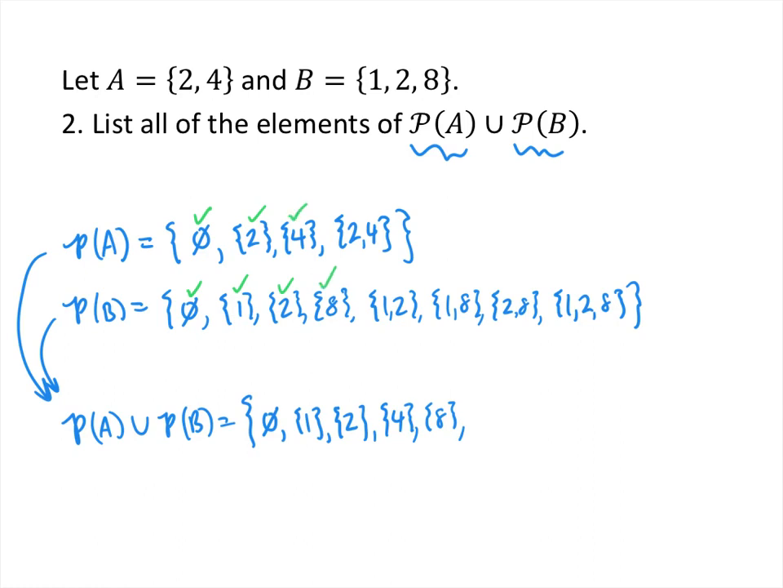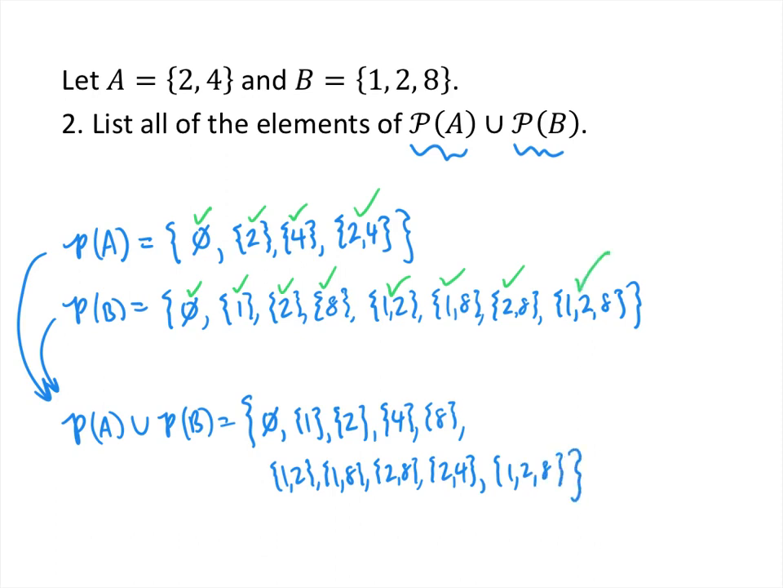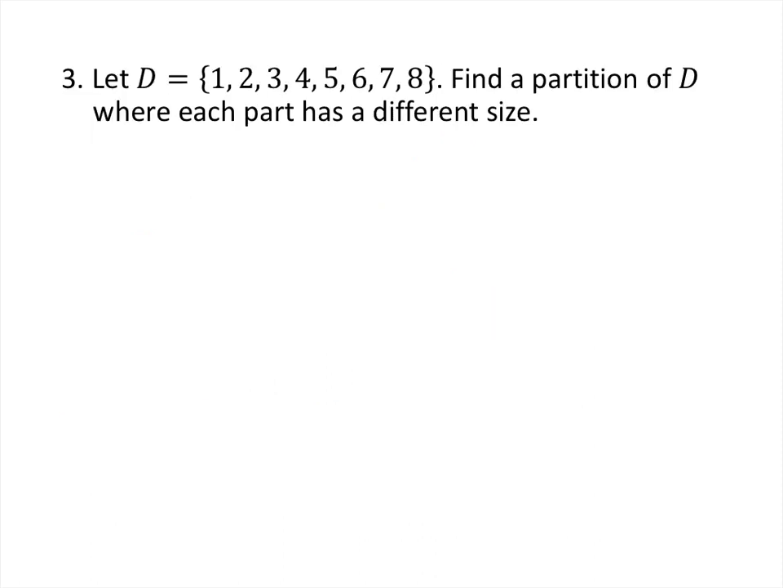Sets that have 2 elements, we've got several of those. We've got 1 and 2. We've got 1 and 8. We've got 2 and 8. And we've got 2 and 4. We didn't have any repeats there, so check, check, check, check. And then finally, we've got 1, 2, and 8. And that checks there. And there's our union.